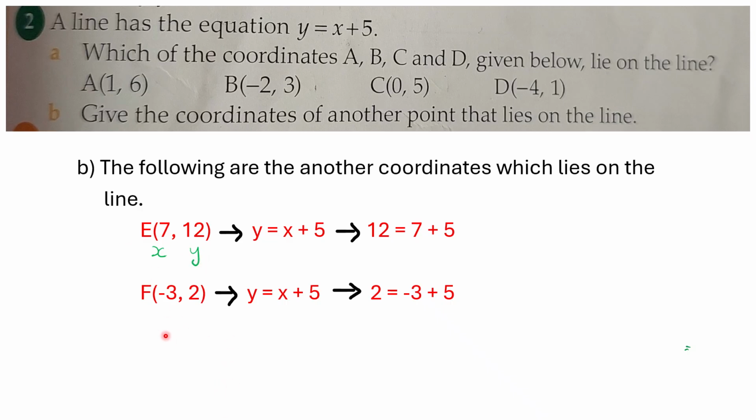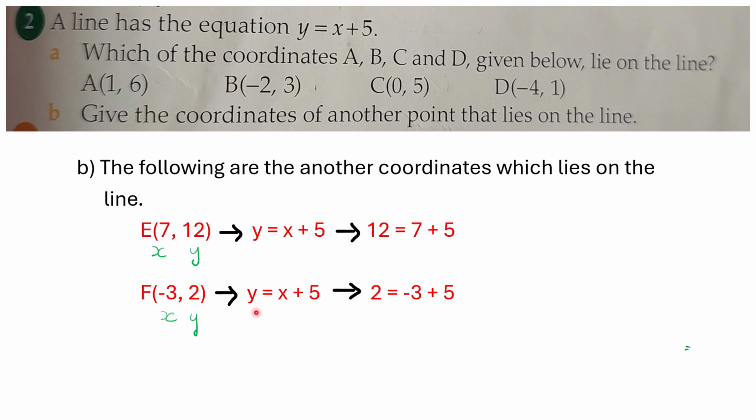Okay, next one is minus 3, 2. F of minus 3, 2. So what we have to do? We have to check whether this coordinate lies on the line or not. So what is our x in here? That is minus 3, y is 2. We have to substitute these coordinates in the equation. So what is that equation? y equals x plus 5.